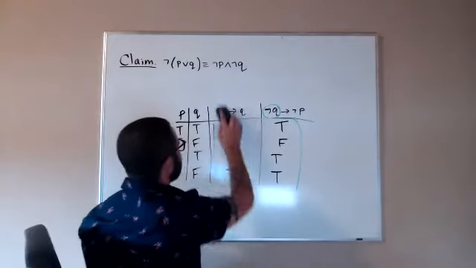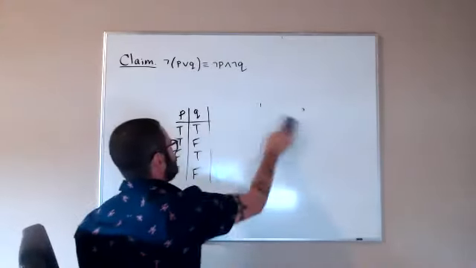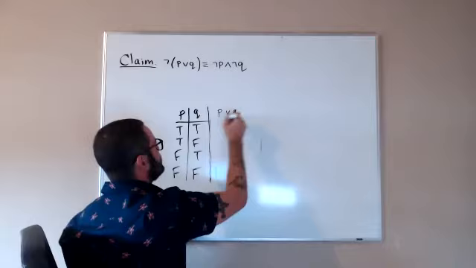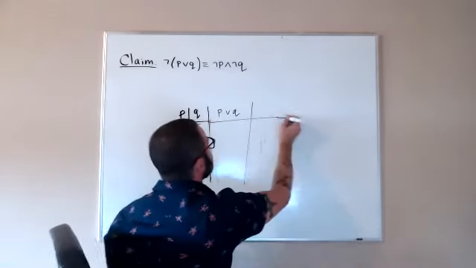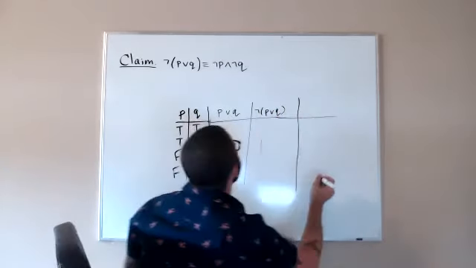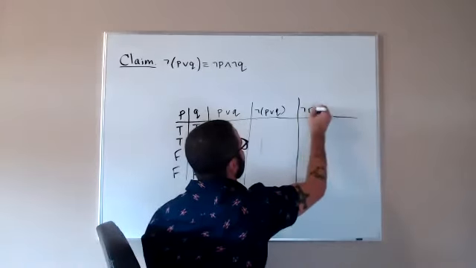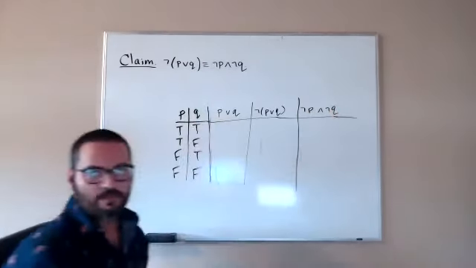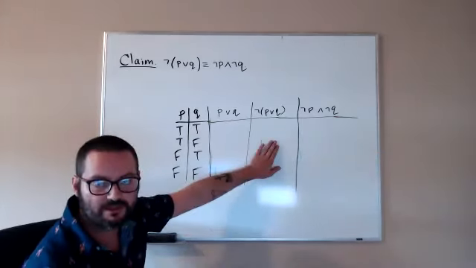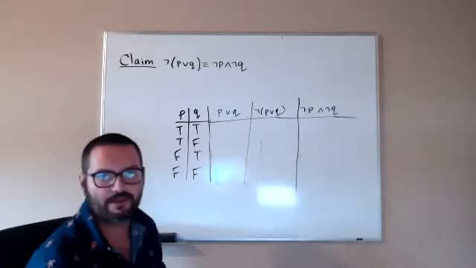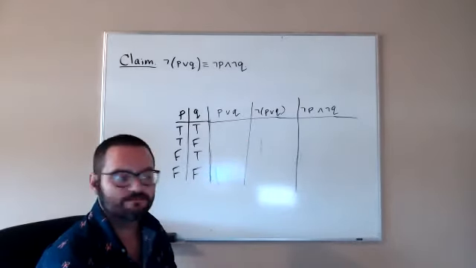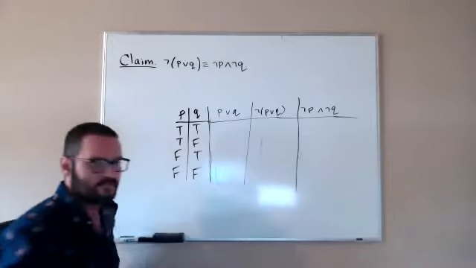So, for example, you might have something like this, right? Like not (P or Q), and then not P and not Q. And then you just fill those columns out, and then you should get that this column and this column are the same. And once you get that, you've proven that to be true. Okay?